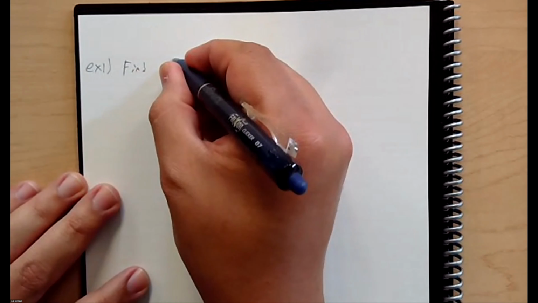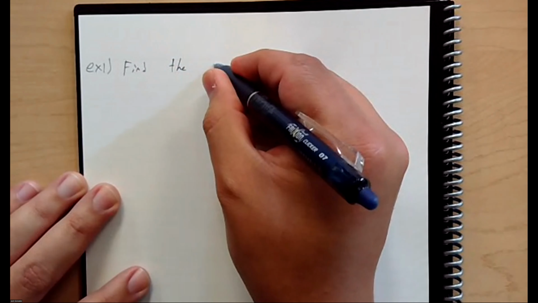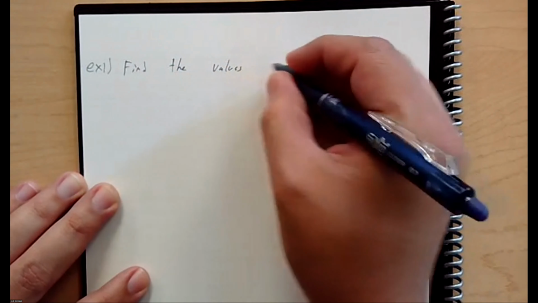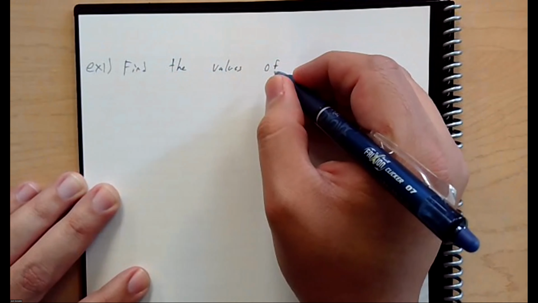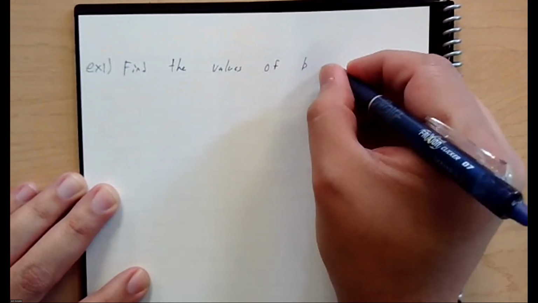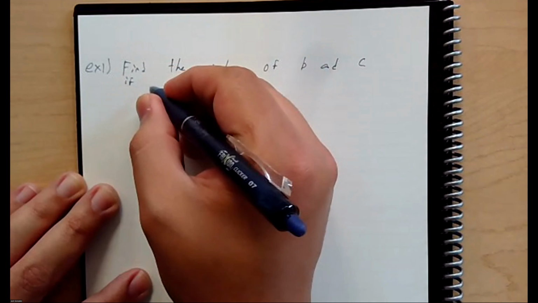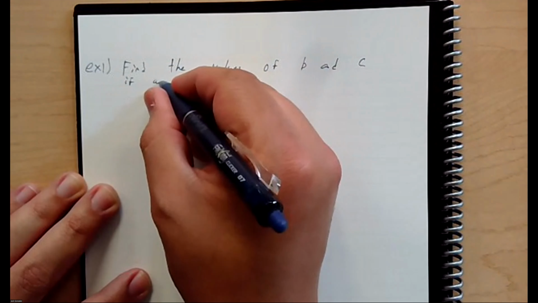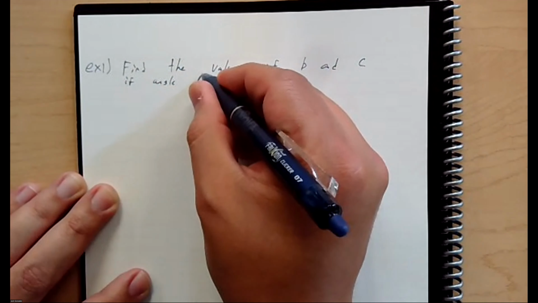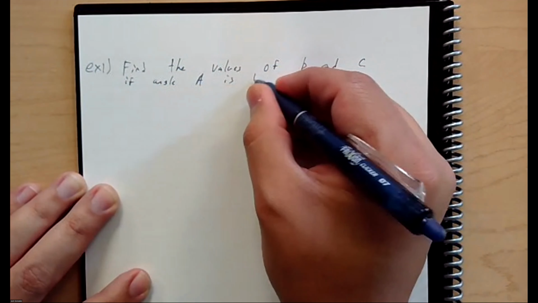Okay. So example 1. Find the value or values of B and C if angle A is pi over 3.